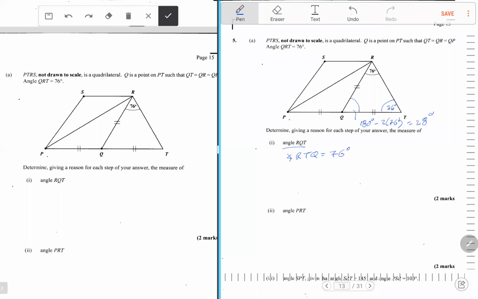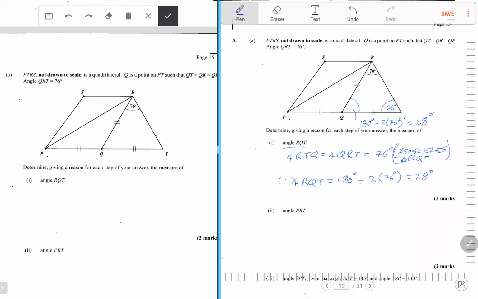76. Let's put angle RTQ equals angle QRT, which is 76 degrees. And that's because we have an isosceles triangle. The reason is an isosceles triangle RQT. Then the triangle RQT is isosceles. That's why they're equal. And therefore, the angle that we want, angle RQT equals 180 degrees minus 2 times 76 degrees, which is 28 degrees.